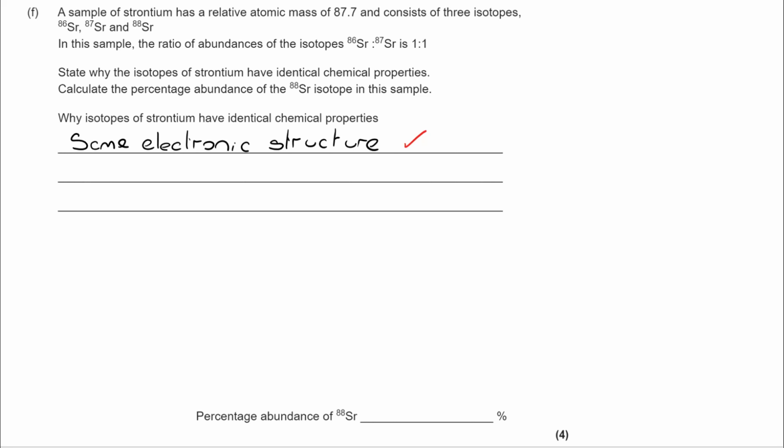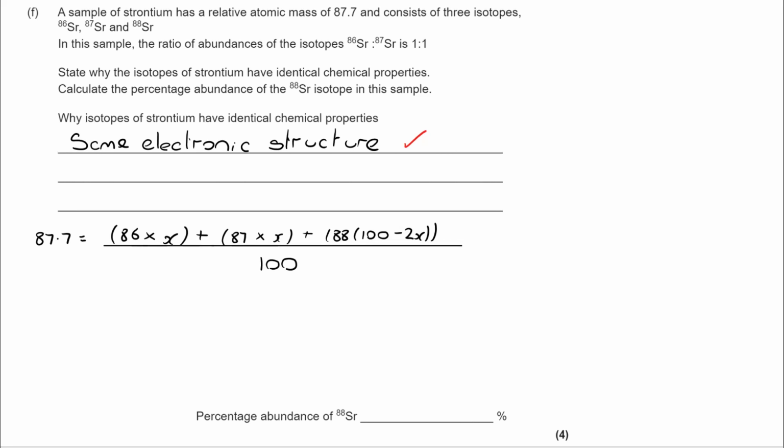The calculation itself, well, I don't know what the percentage of 86 and 87 are, but I know they're equal. So I'm going to say that they are X. And if they're both X, I know that 88, based on percentages, is going to be 100 take away 2X. So I've set up my mass spec calculation in the normal way, but I've added some algebraic functions.